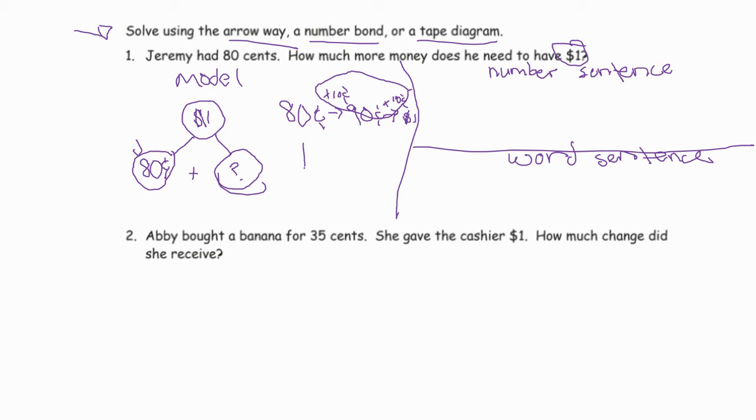If I wanted to do a tape diagram, Jeremy had 80 cents. How much more does it take to get to $1? So the number sentence, you could have said 80 plus blank equals $1. 80 cents. You could have said $1 minus 80 cents equals 20 cents.